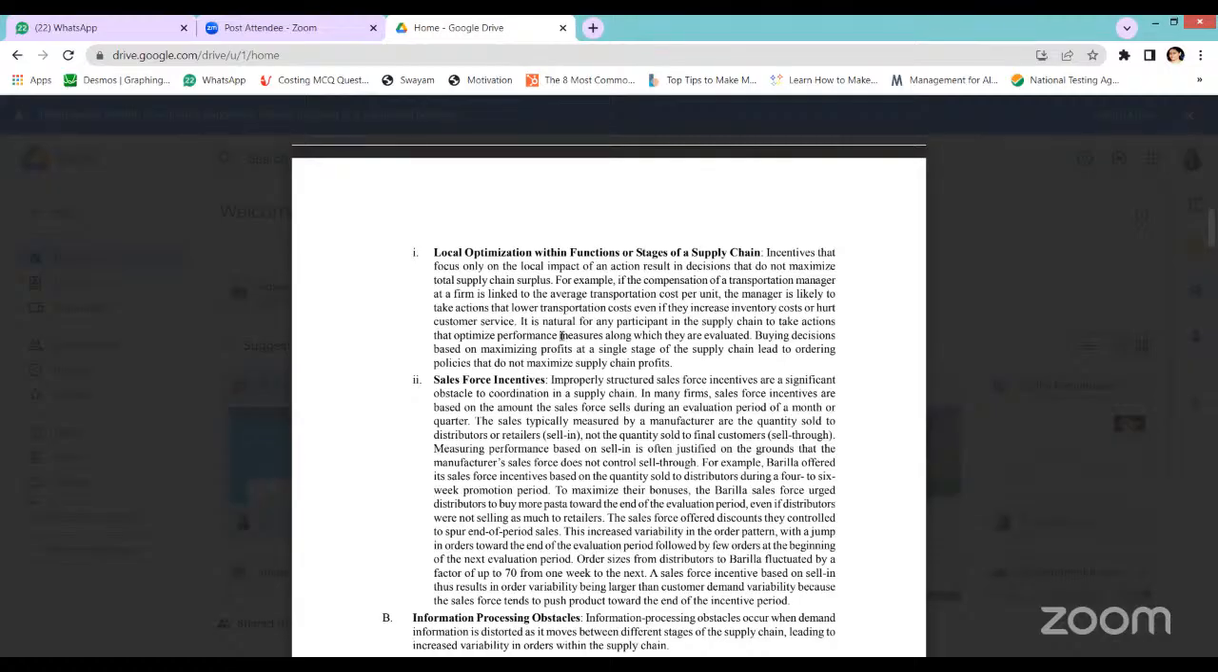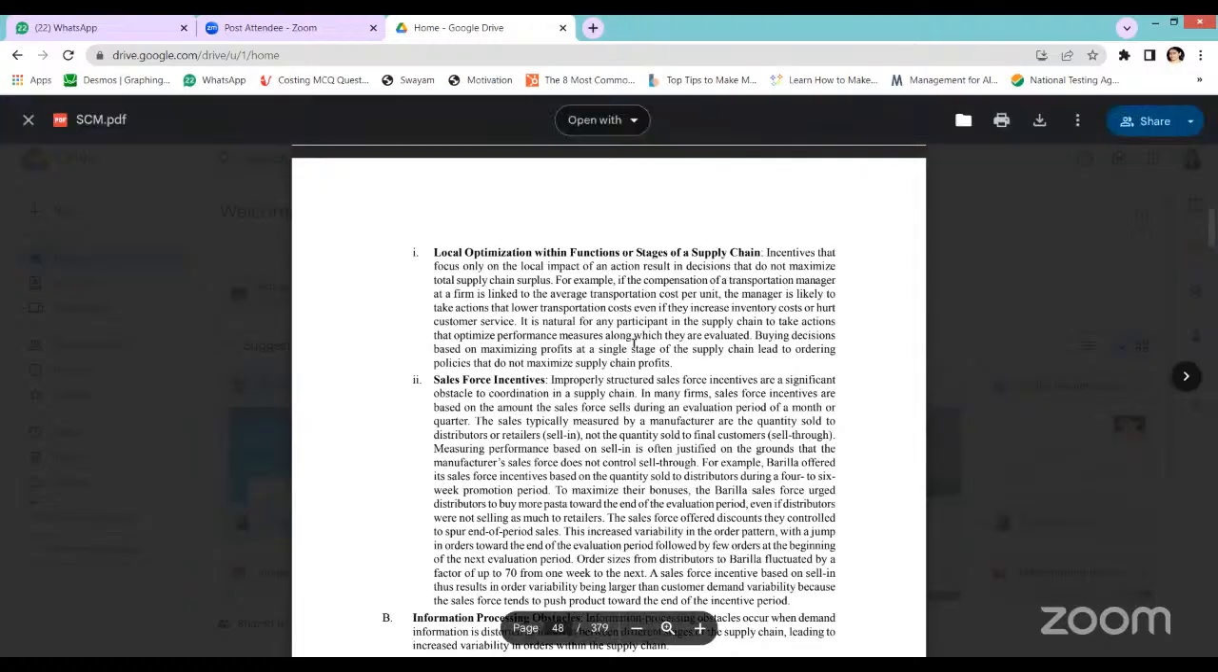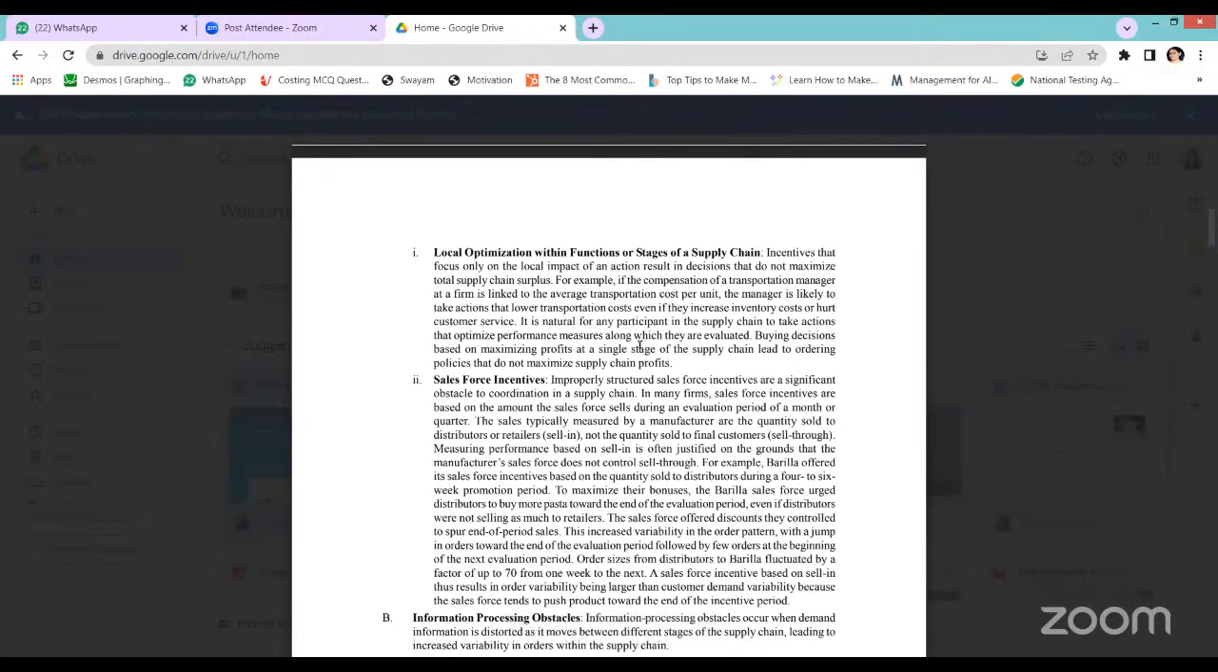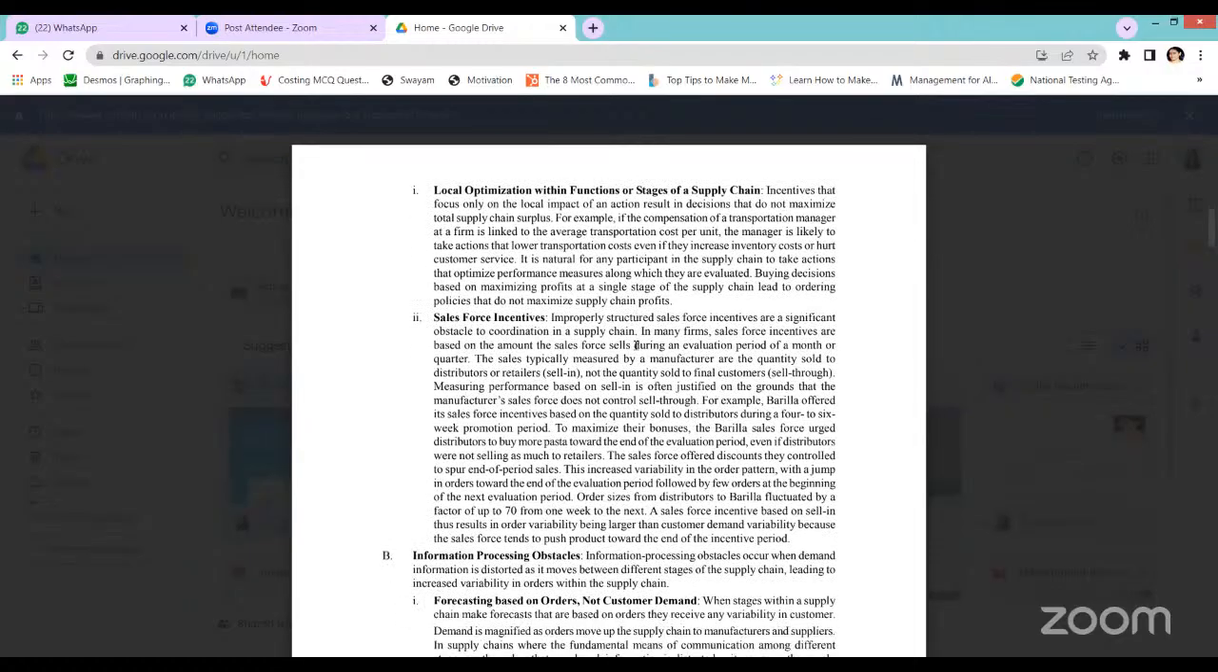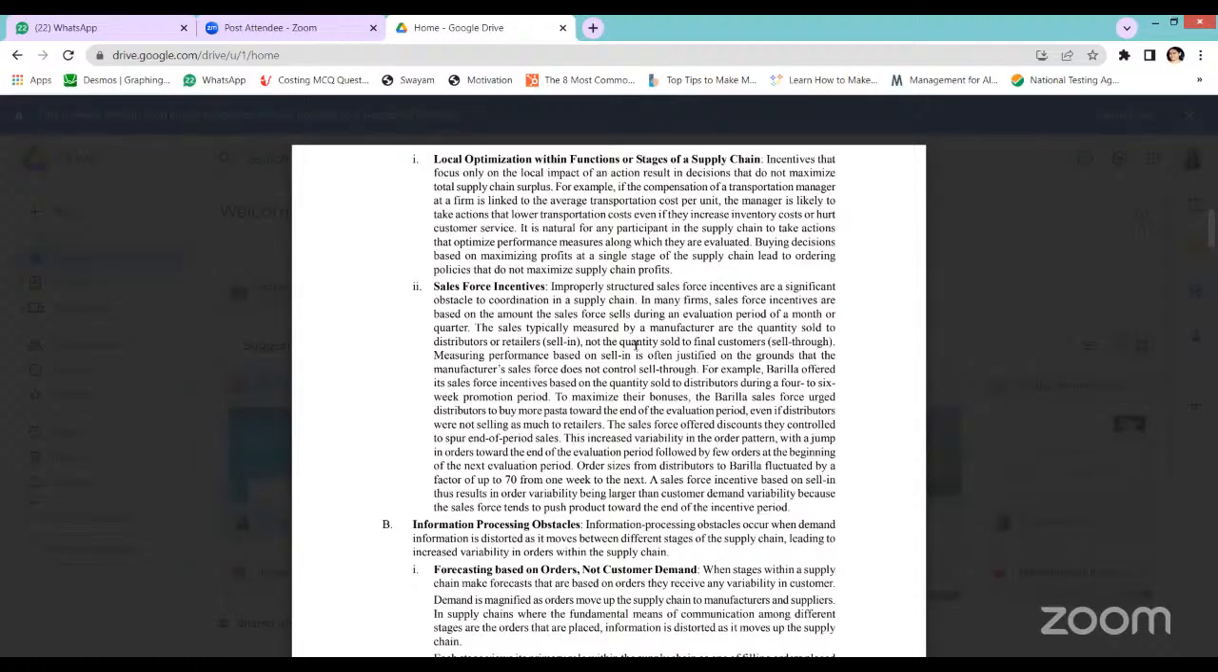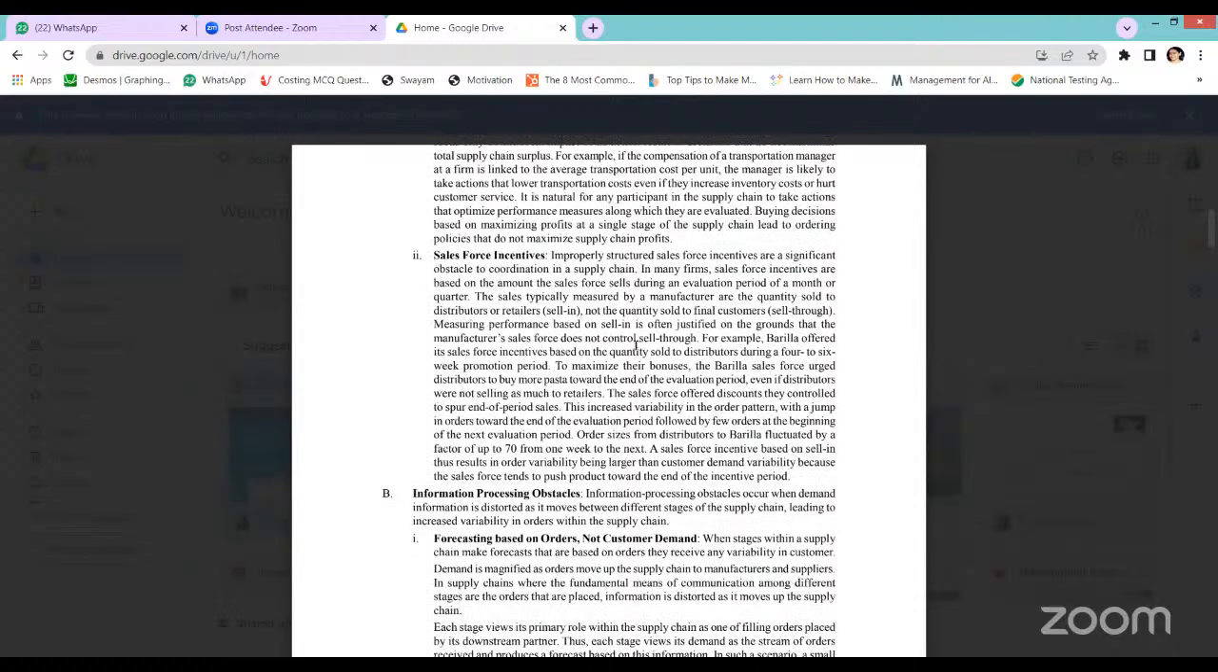Any participant in the supply chain may take actions that optimize only its own performance. And then there are sales force incentives: how you provide incentives to your sales force.